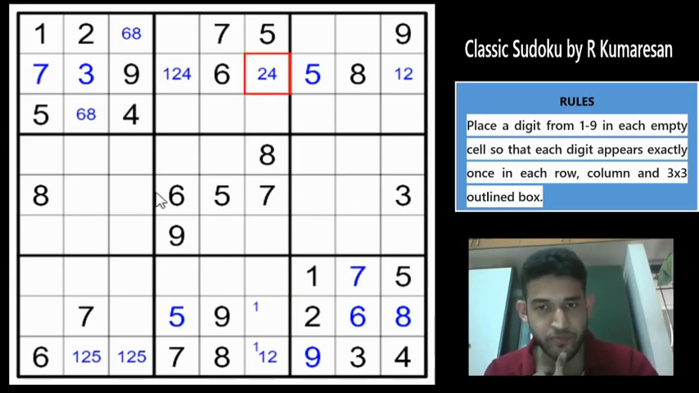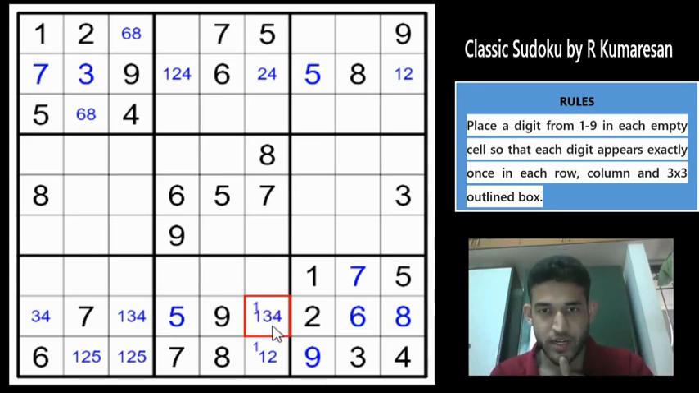Where do we go now? So let us look at row 8 because it has 6 digits filled. 5, 7, 9, 2, 6, 8. So remaining digits are 1, 3 and 4. But 1 is in column 1. So this is 3, 4. This is 1, 3, 4 and this is going to be 1, 3 and 4. Right? No more digits are possible.